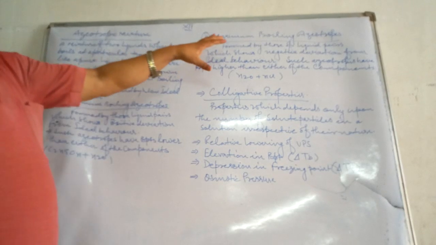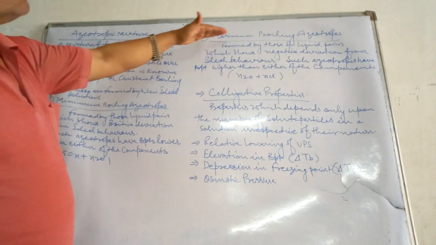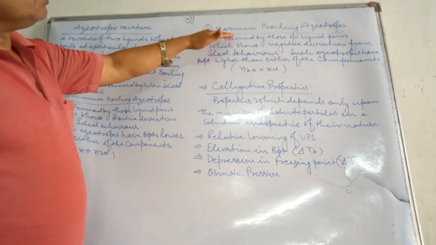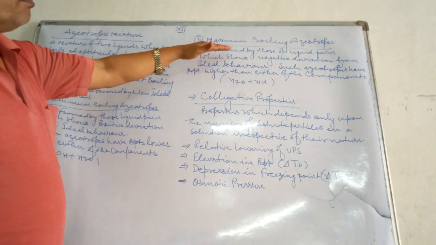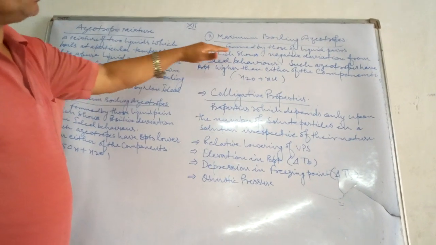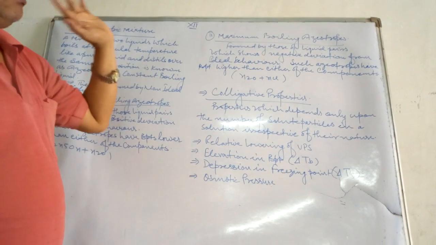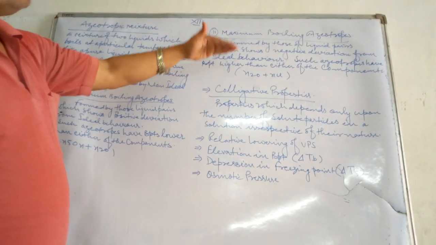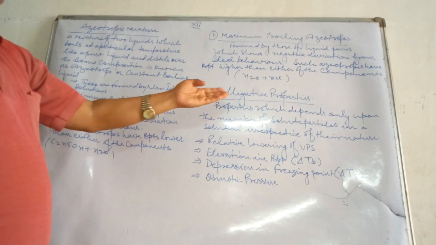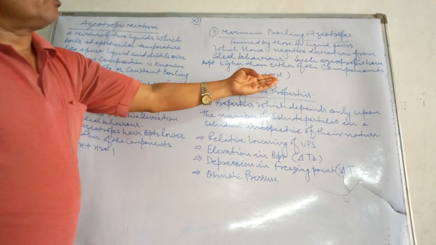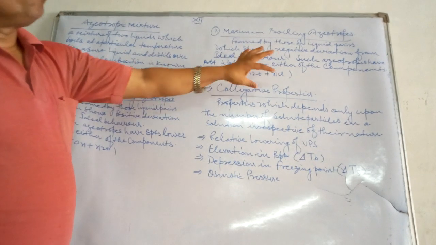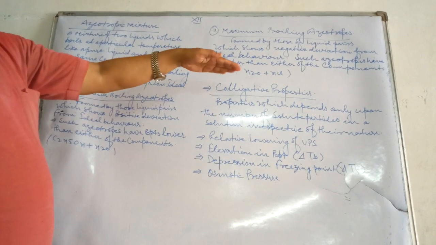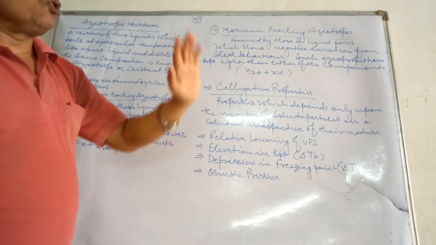Now the second part, children, I am going to discuss maximum boiling azeotrophs. In the same fashion you have to go through. Such azeotrophs are formed by those liquid pairs which show negative deviation from the ideal behavior. And such azeotrophs have boiling points higher than either of the components. For example, hydrochloric acid when dissolved in water shows negative deviation from the ideal behavior and is considered to be a maximum boiling azeotrope.